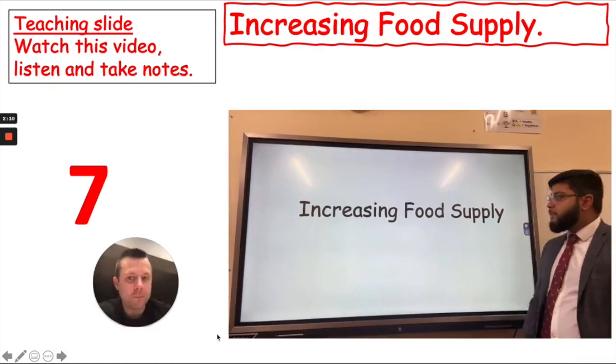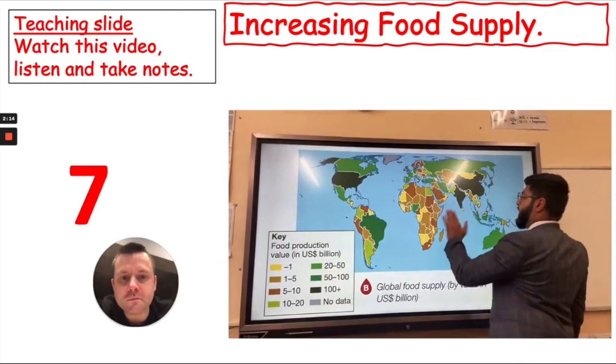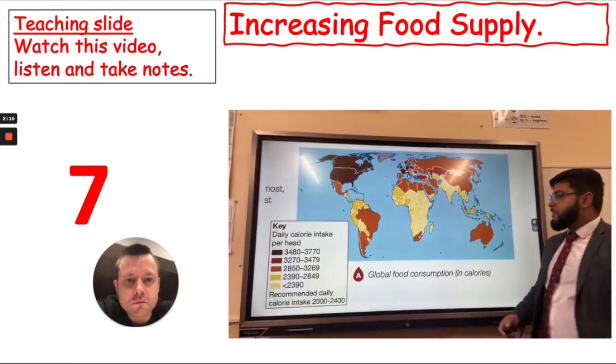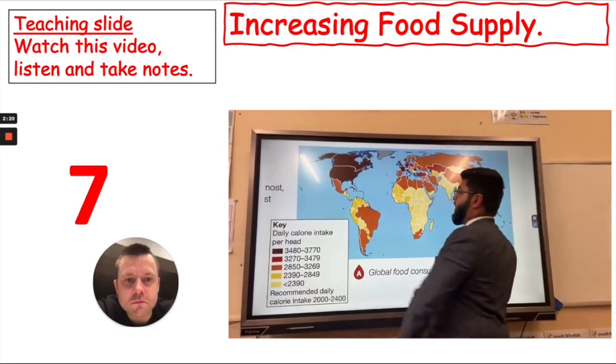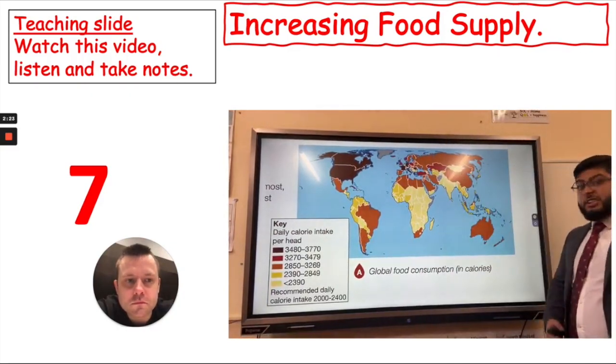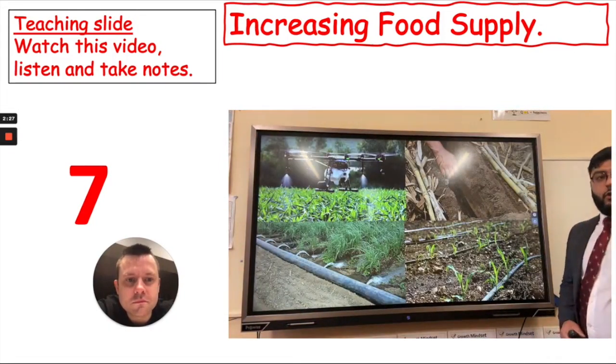Okay, so increasing food supply. So if we have a look at the food supply around the world, most of the food is produced in the USA, India or China. But if we have a look at the food consumption, we can see that there are large parts of Africa, large parts of South America where people aren't consuming very much food. So we need to find a way to increase the food supply for these LICs.